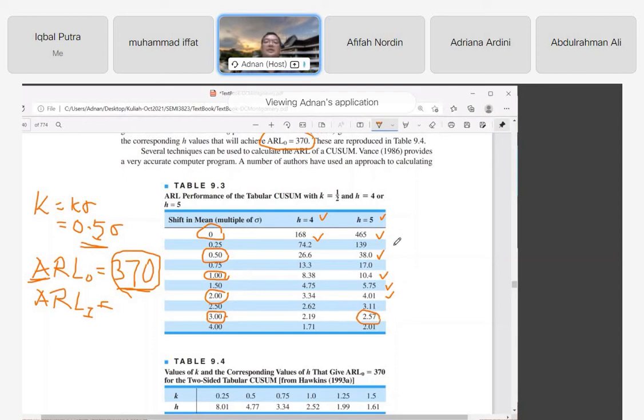So we can say this is how quickly it can detect, or we can say this is ARL1, because the process is unstable. Let me erase this to make it clearer.